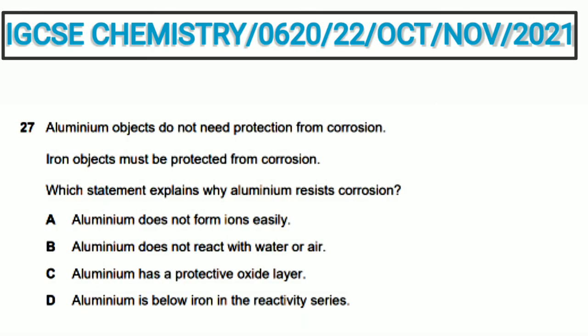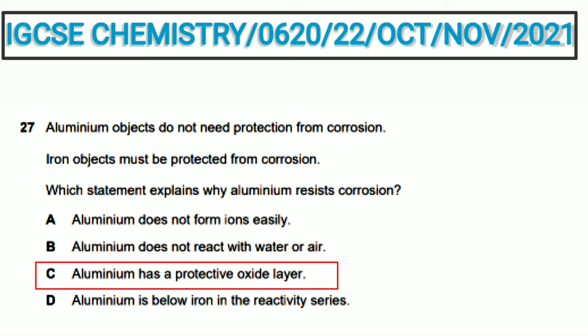Question 27. Aluminium objects do not need protection from corrosion. Iron objects must be protected from corrosion. Which statement explains why aluminium resists corrosion? Correct answer here is option C. Aluminium has a protective oxide layer.